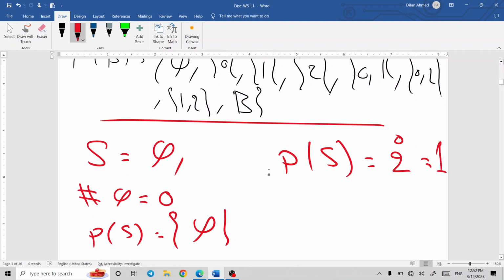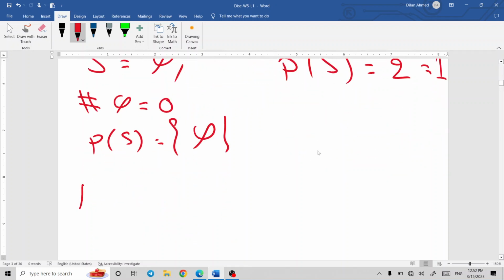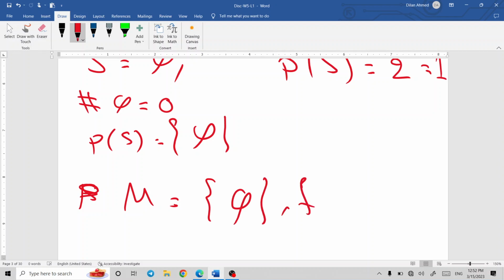Understood? How about if in the exam I say, find, if M is equal to phi, find P of M. What do you think? How many elements do we have? Think about it.